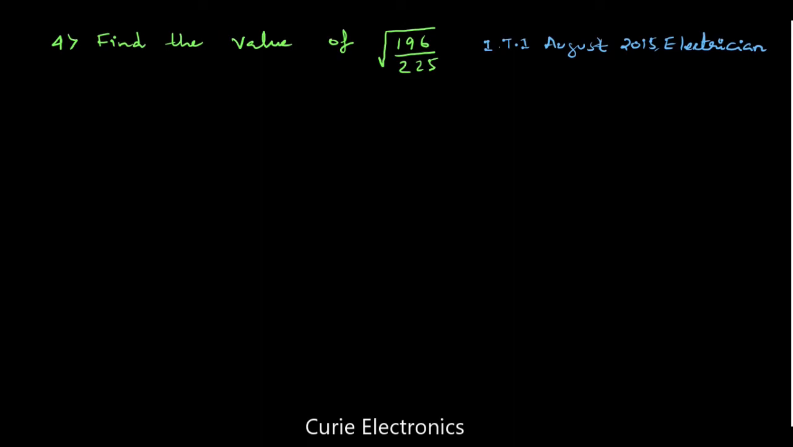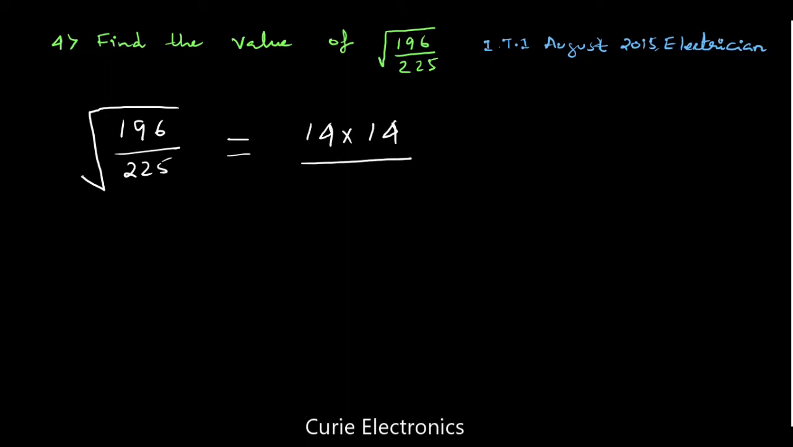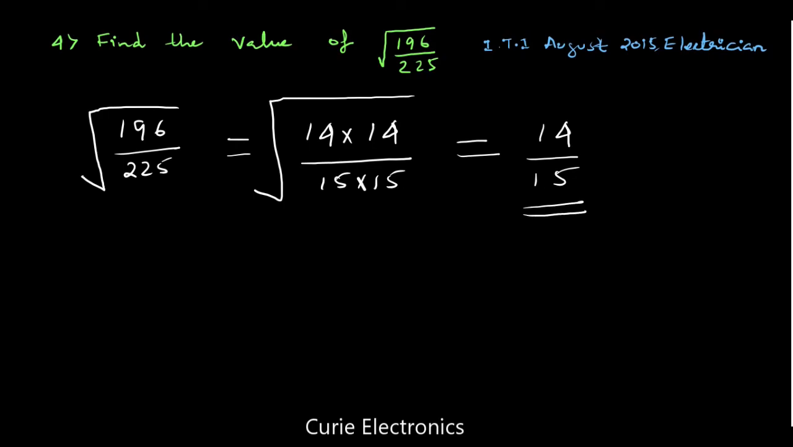Question number 4. Find the value of square root of 196 upon 225. So 196 upon 225 inside the square root equals 14 multiplied by 14 upon 15 multiplied by 15, inside the square root. So it comes to 14 upon 15. 14 upon 15 is the answer. So you should know the basics.